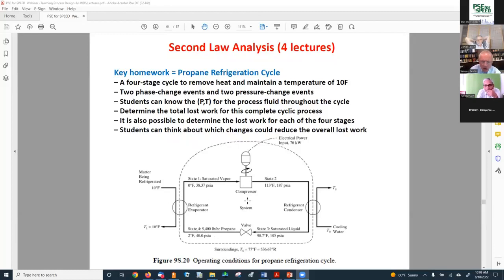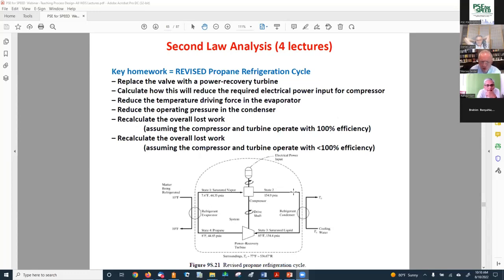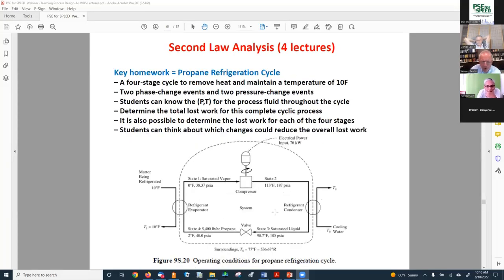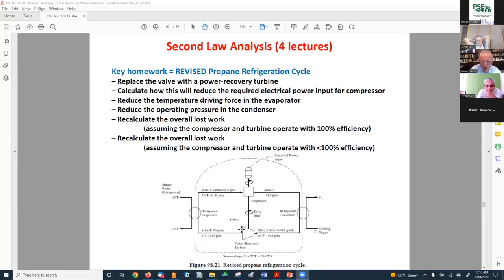What the students need to learn is that they can calculate the lost work associated with each of these 4 units separately. And the total lost work of all 4 units has got to be the lost work for the entire process. Now then, what they need to learn is you can do things to reduce the amount of lost work. Where will the most lost work occur? Across that valve. Do you want that valve there? No, you don't. You'll put in a power recovery turbine. Yes, it's going to cost you money to put that in. But remember, the price of energy is high, and we can afford to put that in. That's a key aspect of this.